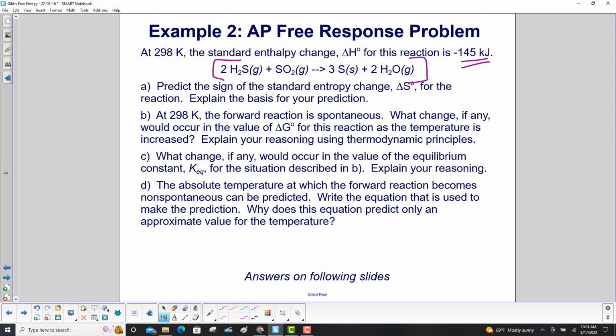Explain your reasoning. D. The absolute temperature at which the forward reaction becomes non-spontaneous can be predicted. Write the equation that is used to make the prediction. Why does this equation predict only an approximate value for the temperature?